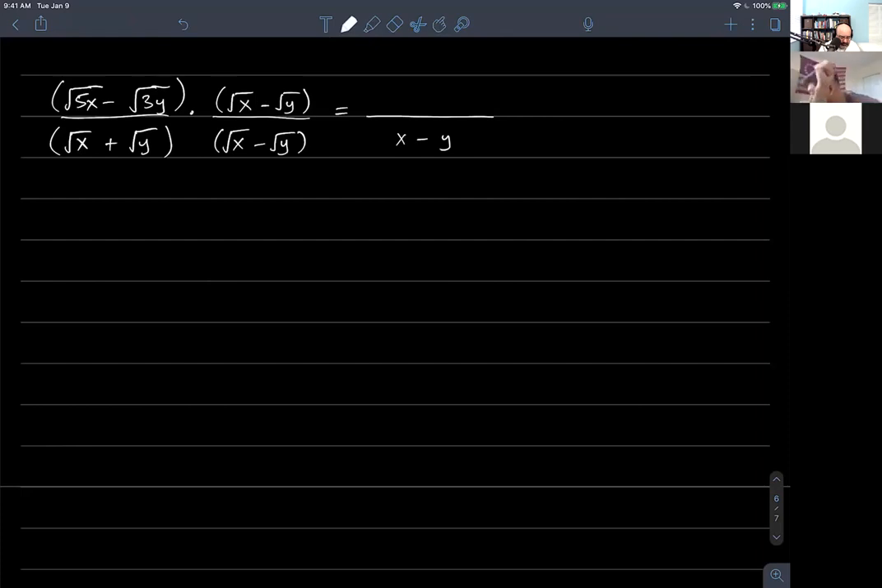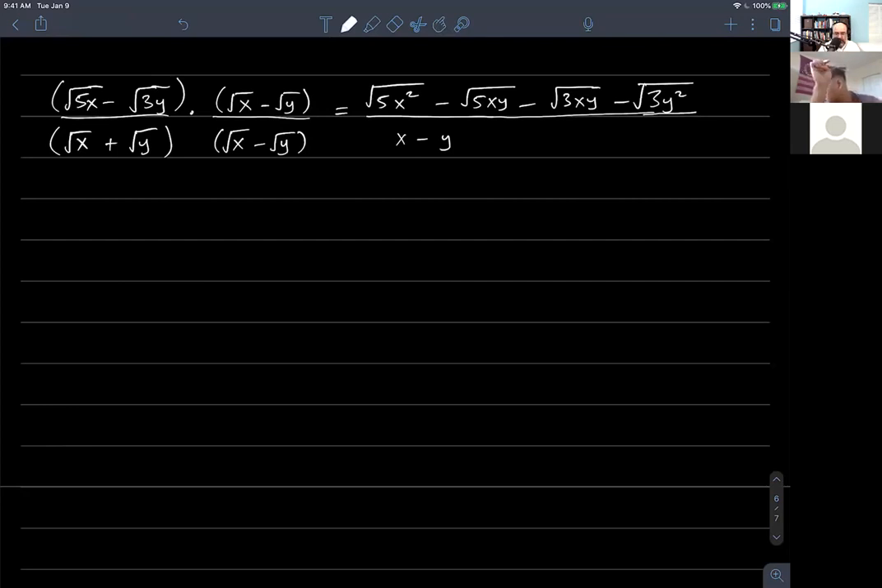When you FOIL it, I got square root of 5x squared minus square root of 5xy minus square root of 3xy minus square root of 3y squared. Kim, your answer is right. I'm off by 5 on my top. I don't know where I got the 5 from.